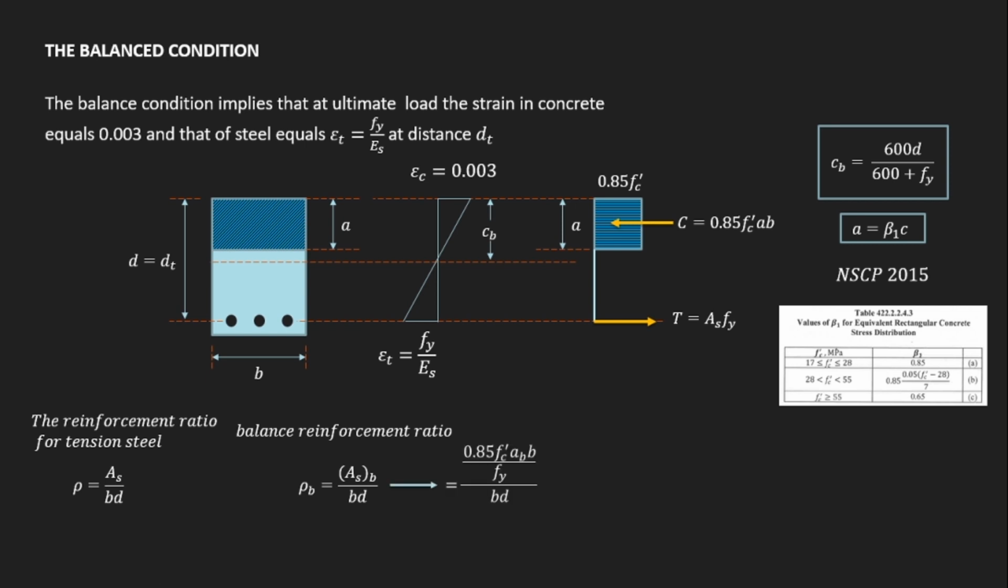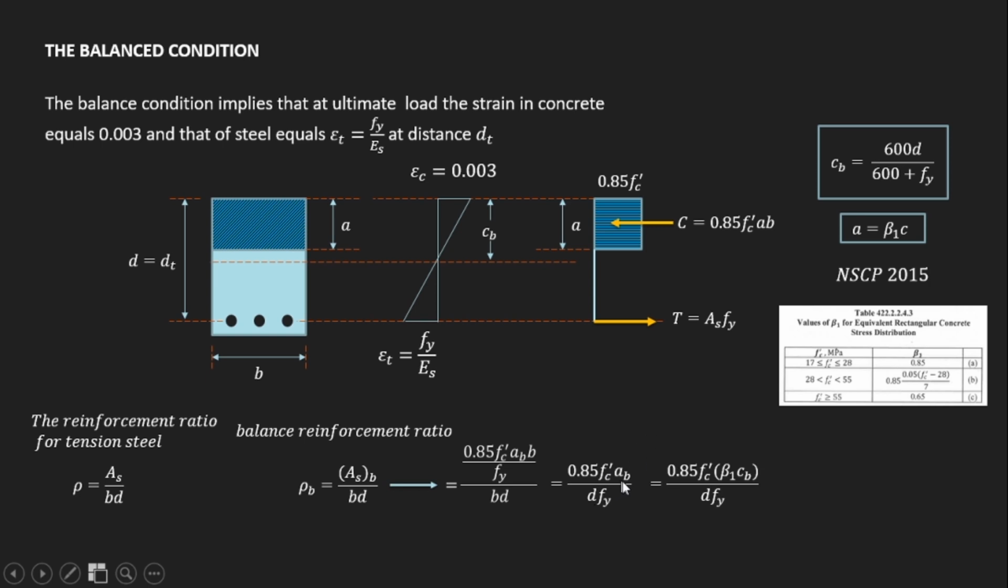And that is also equal to, if we equate C and T, makukuha natin na 0.85 f'c ab equals As fy. So, ang gagamitin natin is balance condition. Ibig sabihin, yung gagamitin natin na As is As balance din, and for a natin, nakabalance din. So, yung As balance natin is equal to 0.85 f'c a balance times b over fy all over bd. And pwede natin isimplify yan. So, magkakancel yung b. So, yung rho balance, that is also equal to 0.85 f'c a balance all over d fy.